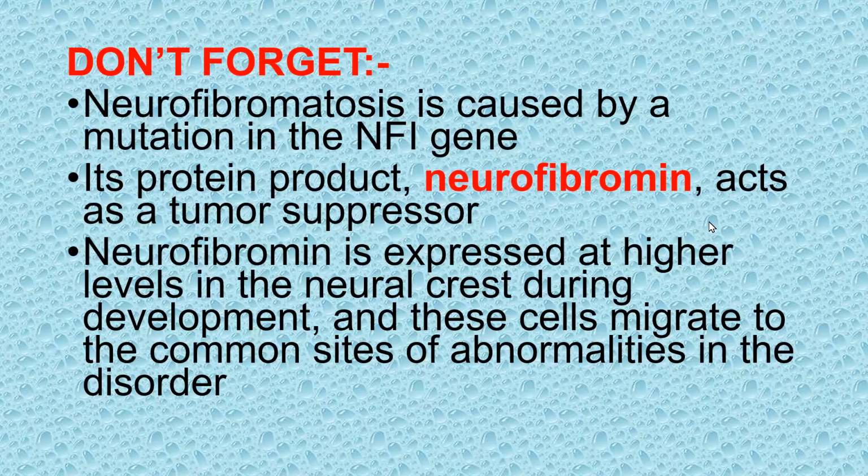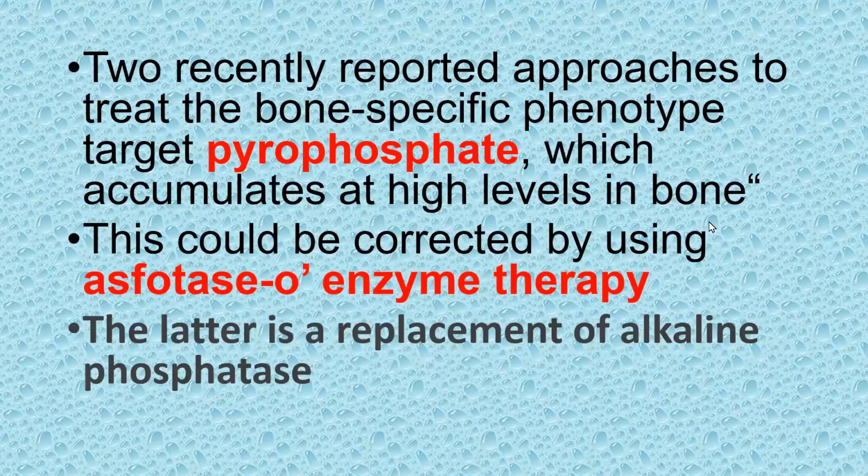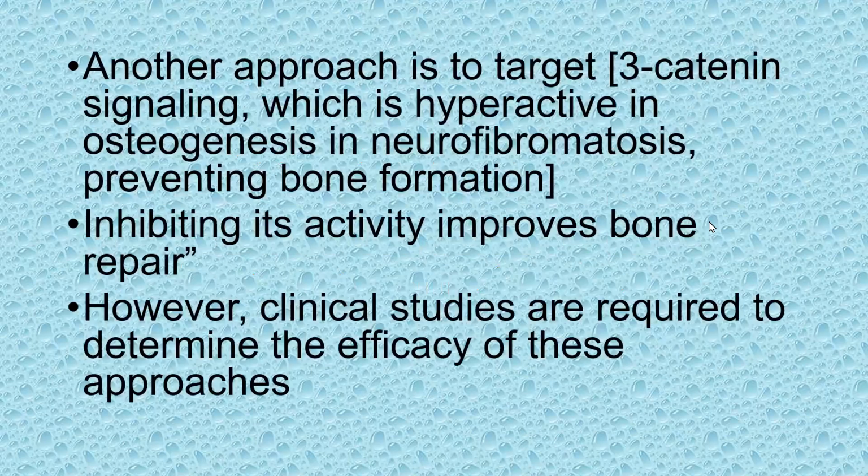Two recently reported approaches to treat the bone-specific phenotypes target pyrophosphate, which accumulates at high levels in bone. This could be corrected by using asfotase enzyme therapy, which is the replacement of alkaline phosphatase. The other approach is to target beta-catenin signaling, which is hyperactive in osteogenesis in neurofibromatosis, preventing bone formation. Inhibiting its activity improves bone repair. However, clinical studies are required to determine the efficacy of these approaches.